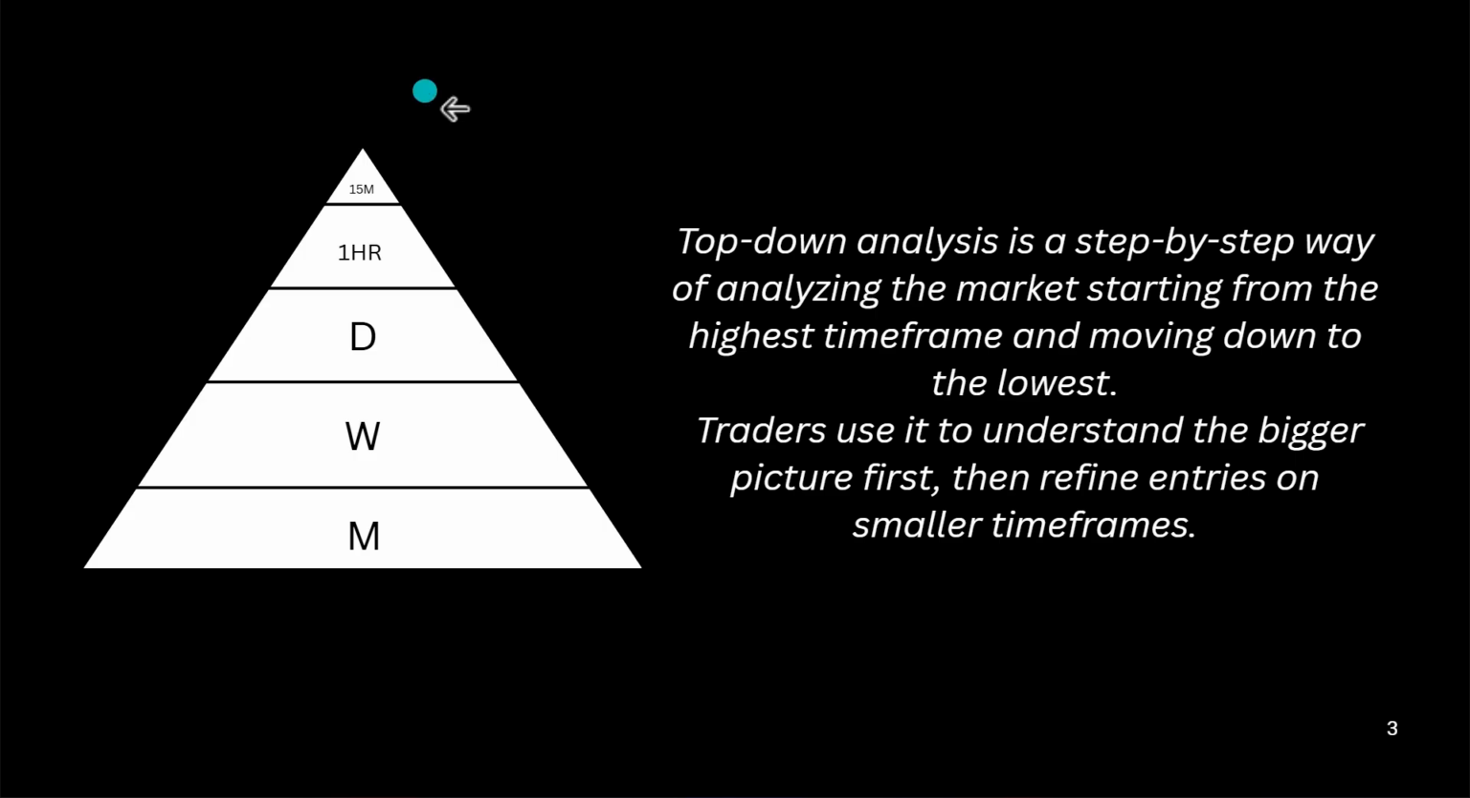Here you can see the pyramid telling you monthly, weekly, daily, 1 hour, 15 minute. Here you can see we have the monthly time frame telling us what direction the weekly candle will move. The weekly tells us what direction the daily time frame will move. The daily tells us what direction the 1 hour time frame will move. The 1 hour tells us about the 15-minute time frame.